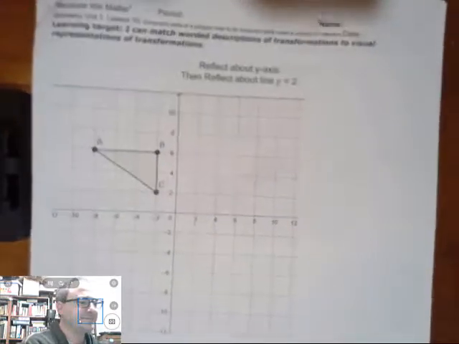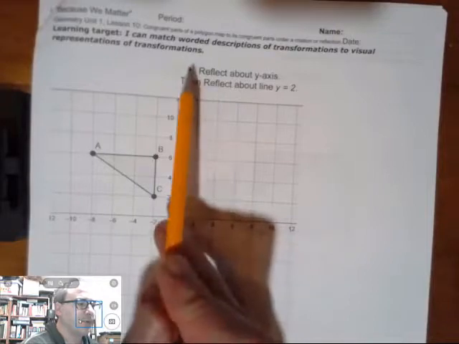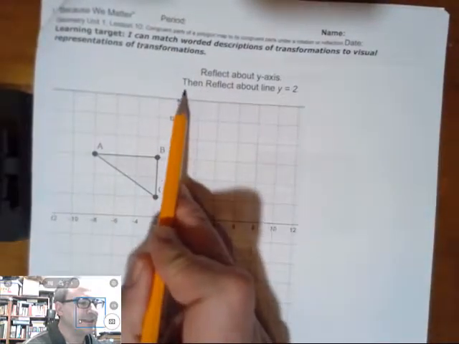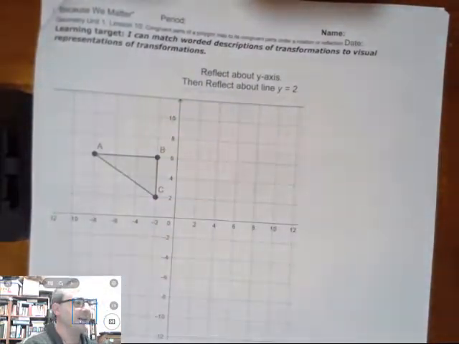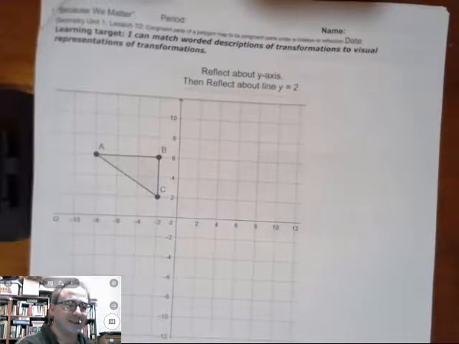All right. Reflect about the y-axis. So step 1, reflect on the y-axis, and then step 2, reflect on the line y = 2. Stop the video here. Have a crack at this. Take a minute. Take 2 minutes. Take what time you need. So at least most of the class is giving this a shot, and we'll see how successful we are.